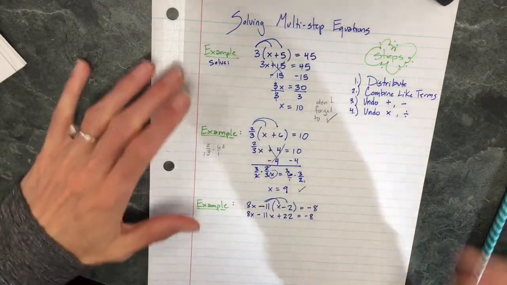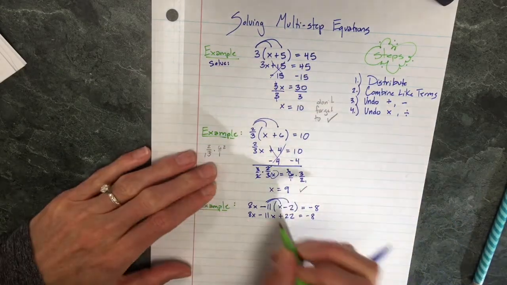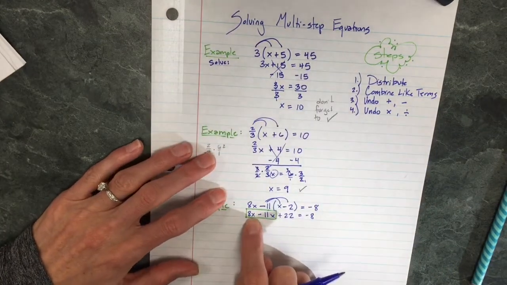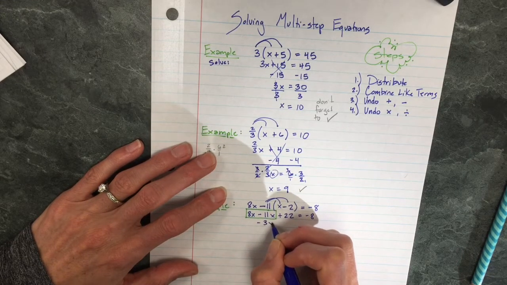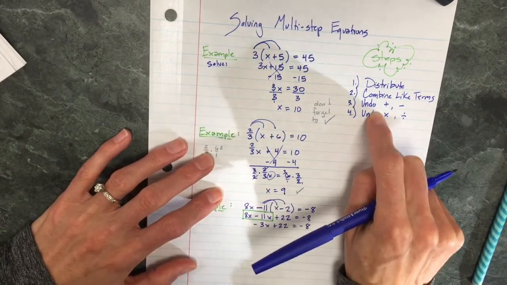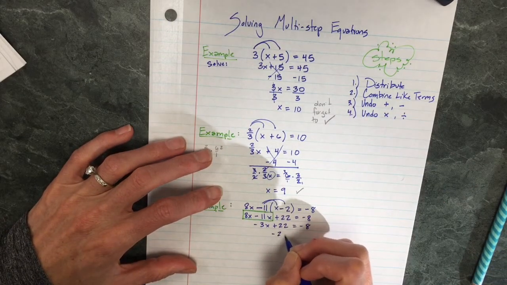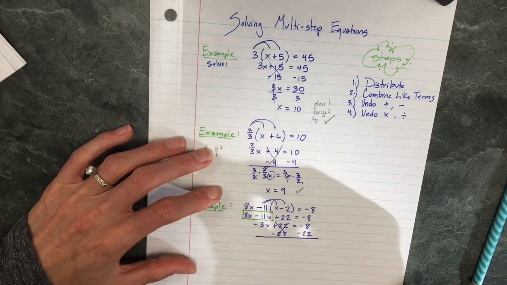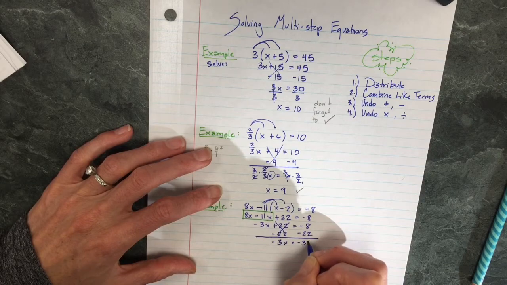Okay, I distributed. Again, I do see some like terms over here. So that's step number 2, is to combine like terms. +8 and -11 would give me -3. Different signs subtract. Bring the rest of the equation down. I'm going to undo any addition or subtraction. I see +22, so I'm going to subtract 22 from both sides. So I'm done with that. I bring down -3x. I bring down -30.